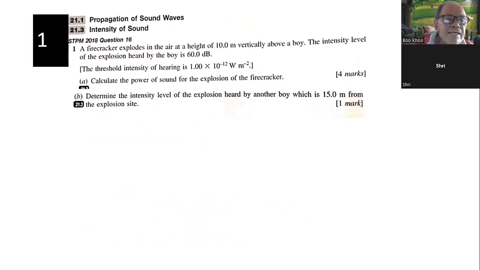Okay, a firecracker explodes in the air 10 meters vertically above a boy. The intensity level of the explosion heard by the boy is 60 dB. Threshold is given. Calculate the power of sound from the explosion of the firecracker. What formula to use?